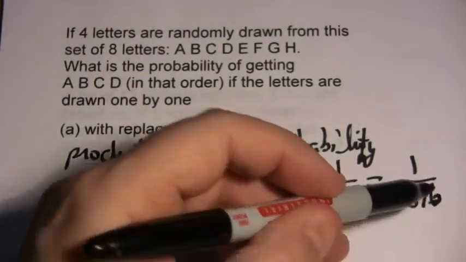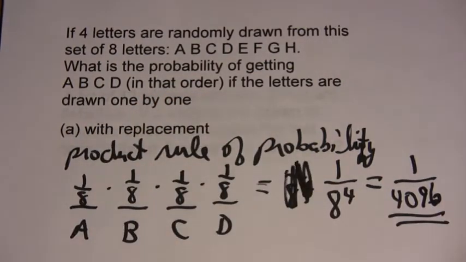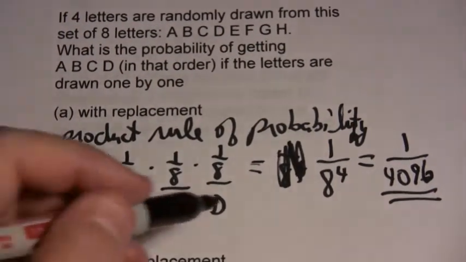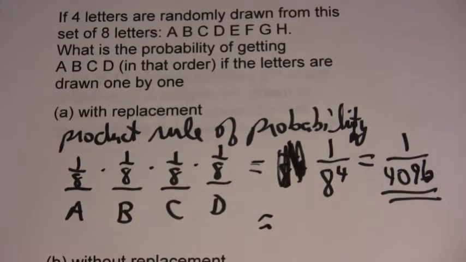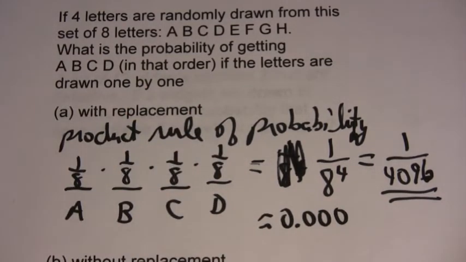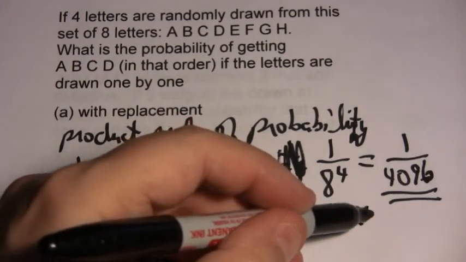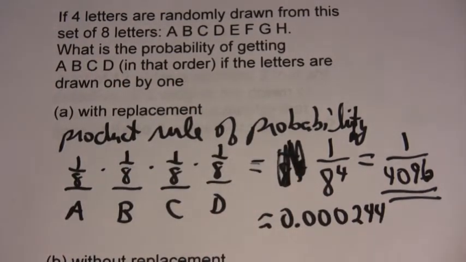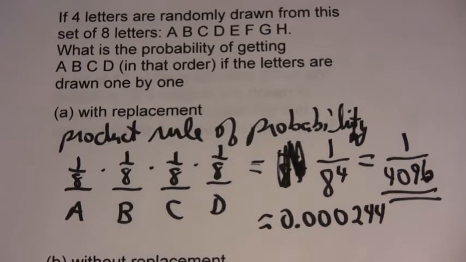Again, you might want to leave the answer like that. If you do want to change it to a decimal, just plug it into your calculator and you'll find out that that's approximately 0.000244. In other words, that's a very small probability of happening.